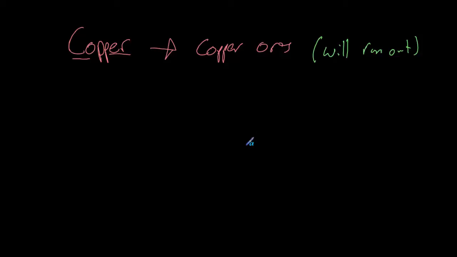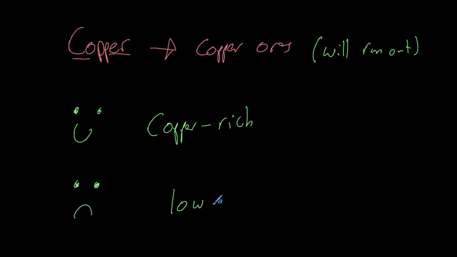Therefore, we need to find more efficient ways of obtaining the copper, because a lot of the time it's not very cost effective to obtain copper from a copper ore if there is not too much copper in there or it's not of a high quality. A good copper ore is copper rich. And if we have a copper ore with barely any copper in it, that's not really what we want. We call that a low grade ore. So: copper rich ore and low grade ore.